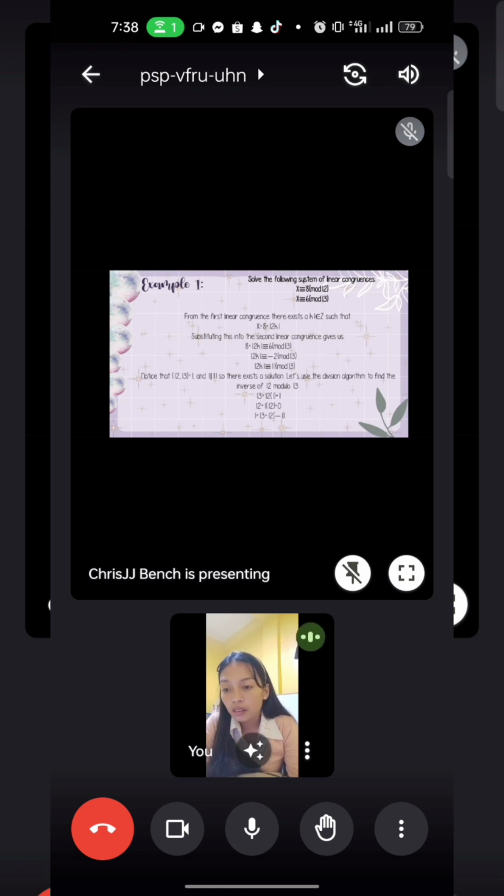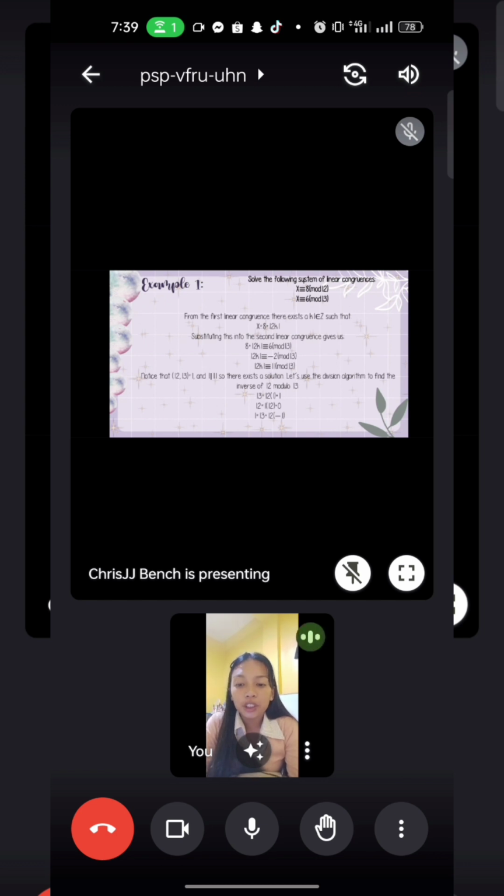So 8, let's transpose positive 8 to the right side. So this will give us 12k1 is congruent to negative 2 mod 13, and 12k1 is congruent to 11 mod 13. Notice that the gcd of 12 and 13 is equal to 1 and divides 11, so there exists a solution.